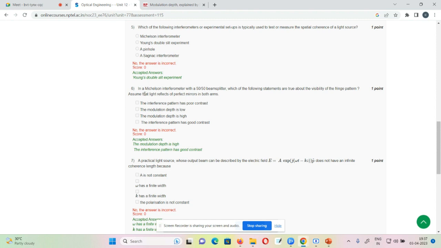Now next, a Michelson interferometer with a 50-50 beam splitter. Which of the following are true about the visibility of the fringe pattern?